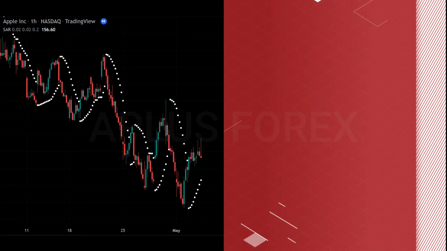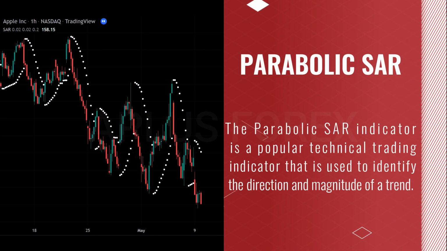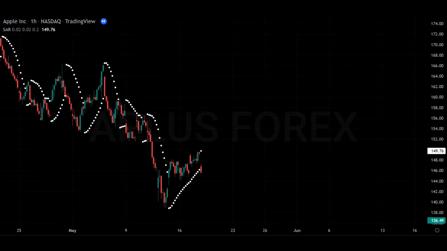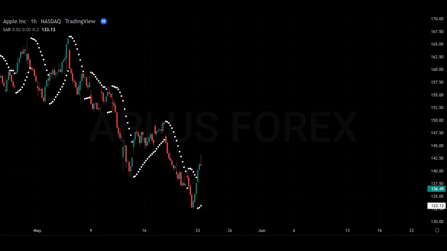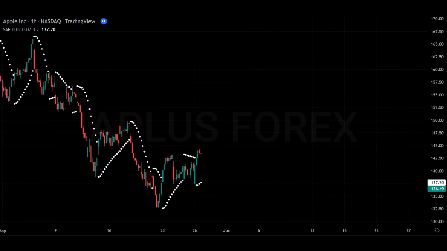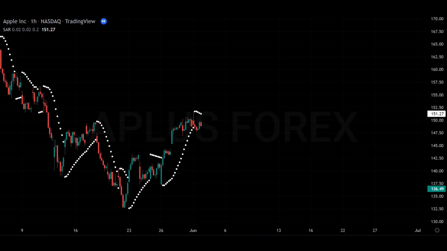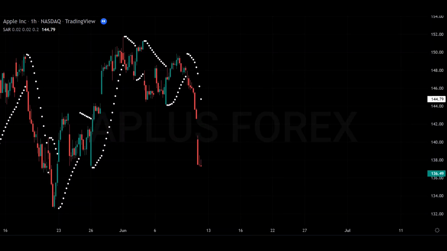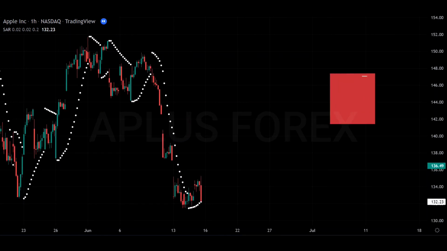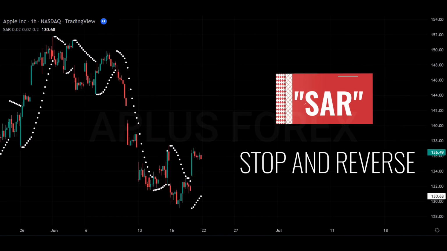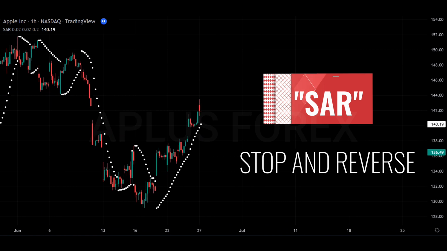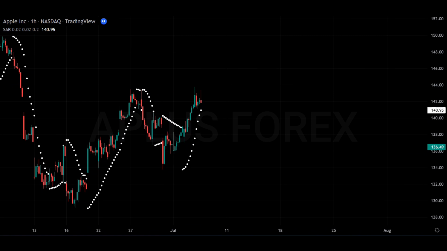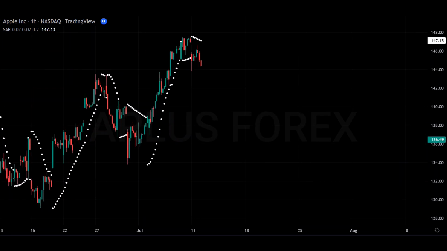The parabolic SAR indicator is a popular technical trading indicator that is used to identify the direction and magnitude of a trend. This indicator was created by J. Wells Wilder Jr., who also created the RSI and many other common indicators that we use now in many strategies. To let you know, the acronym SAR stands for stop and reverse because it identifies when an asset will either stop or reverse its trend. The word parabolic refers to the shape which resembles a parabola.